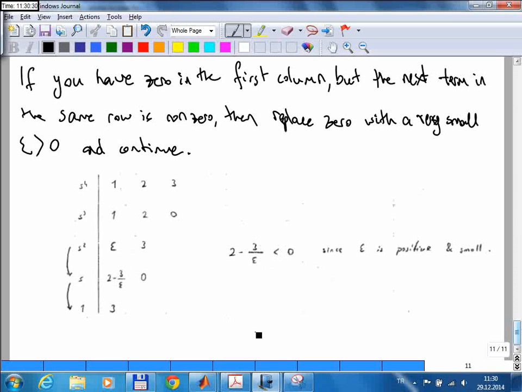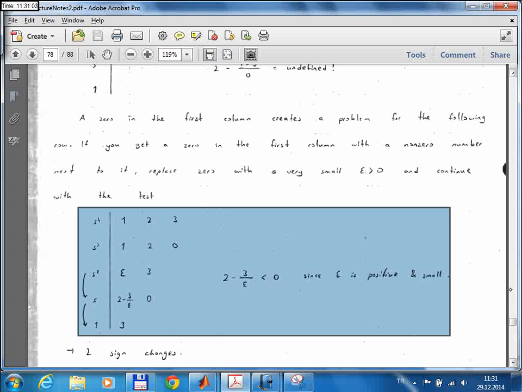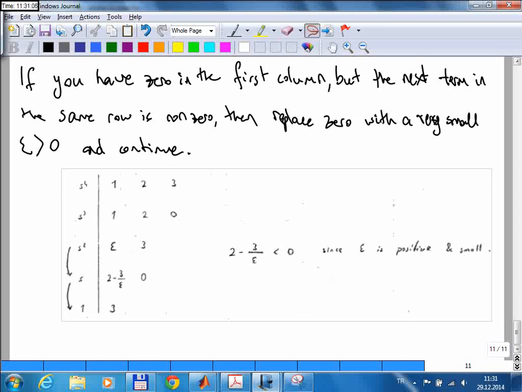Then by putting this epsilon, I get rid of the divide by 0 error, and in the end I can complete the array. But since this is a negative number, I get 2 sign changes here, right? So I start with positive. This is still positive, a small but positive number. This is a negative number, and the 3 is again a positive number. So I again have 2 sign changes, just like the previous example. And those 2 sign changes mean that there should be 2 unstable poles.